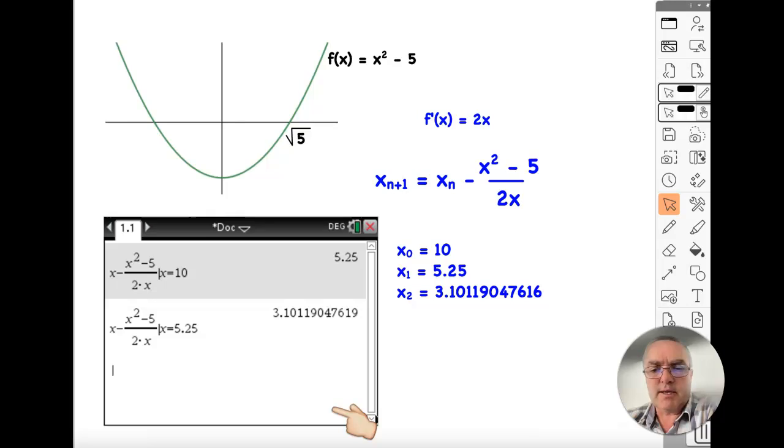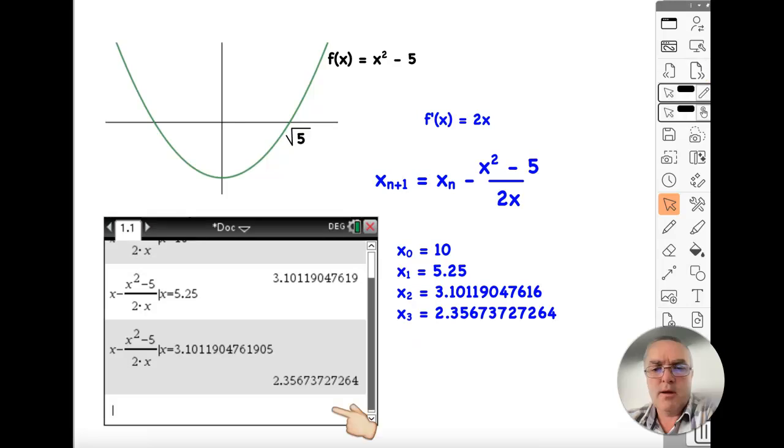There's my next estimate. So I've now gone to 3.10119, etc. And you can see here I've just copied and pasted the previous answer and substituted it into exactly the same expression. And again, I've copied the previous answer, substituted into the same expression. So this is iteration, this is just repetitive.